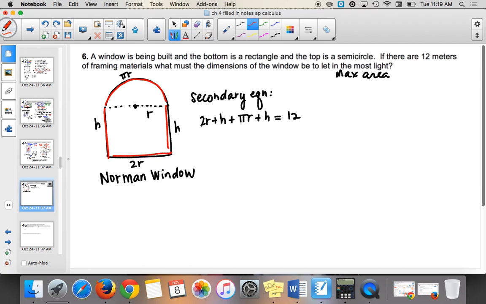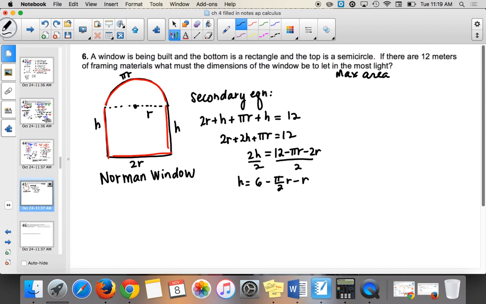Okay, that's going to allow us to solve for h. So if we want to do that now, we can. We have 2r plus 2h plus pi r equals 12. We'd subtract our pi r over, we'd subtract our 2r over, and then we would divide everything by 2. So it's h equals, you can write it as 6 minus pi over 2 r minus r if you want. Or you can leave it as 12 minus pi r minus 2r all over 2.